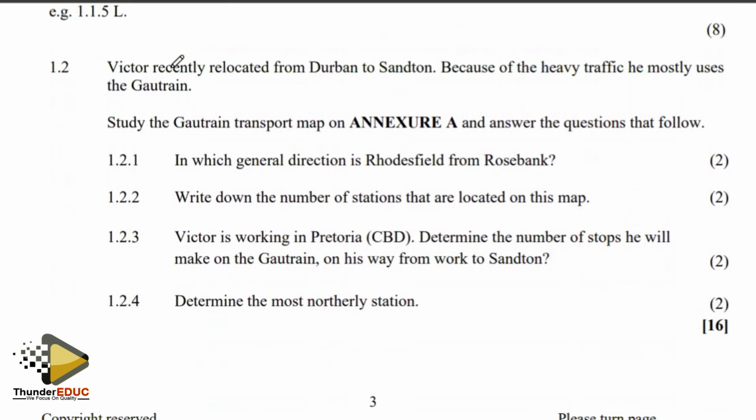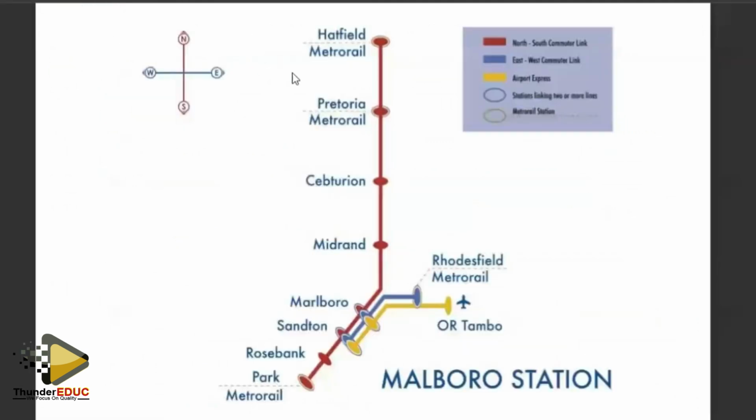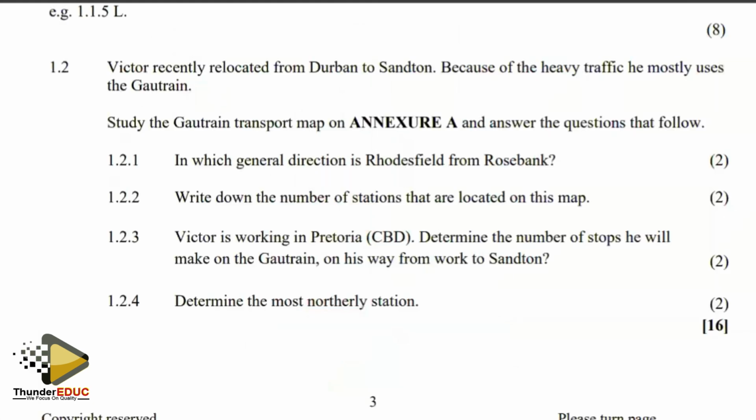1.2.1. Victor recently relocated from Durban to Sandton because of the heavy traffic. He mostly uses the Gautrain. Study the Gautrain transport map on Annexure A and answer the questions that follow. This is the annexure. This is how it looks. And let's look at the questions.